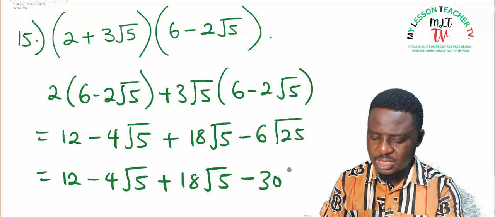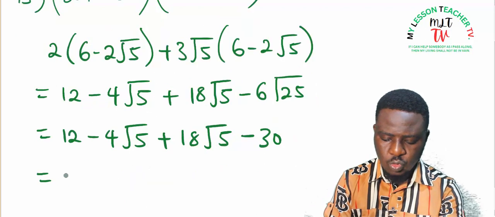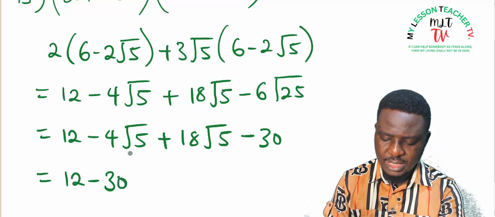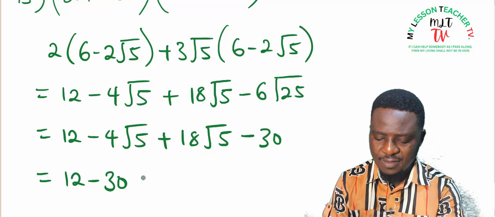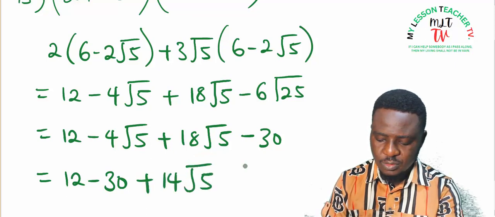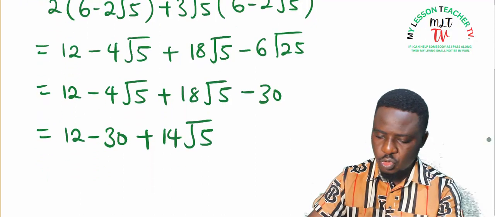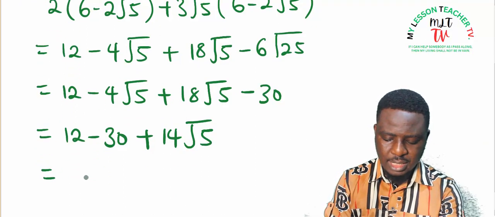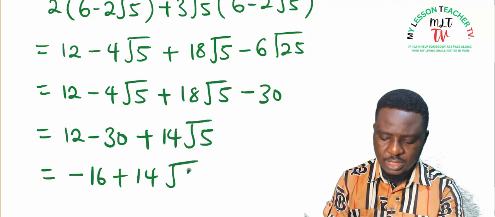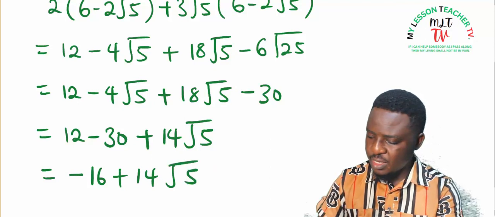And 5 times 6 is 30. So this is equal to, let's collect like terms, 12 minus 30, minus 4 root 5 plus 18 root 5 gives us plus 14 root 5 for their like terms. So you can add together using number line, and this is equal to minus 16 plus 14 root 5.